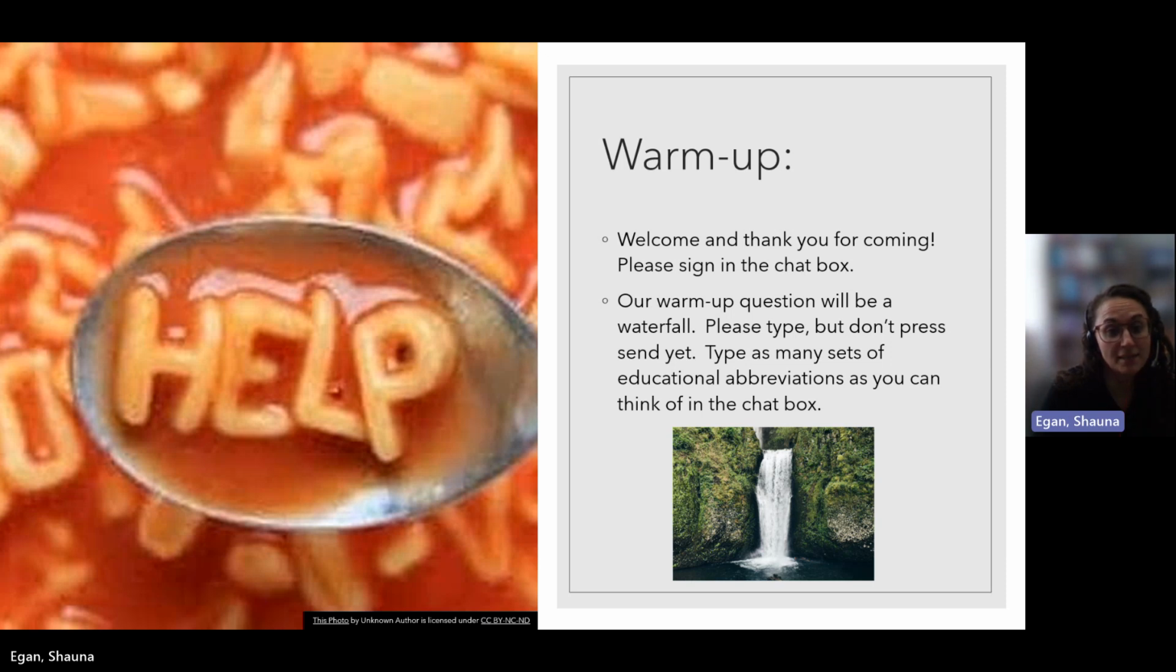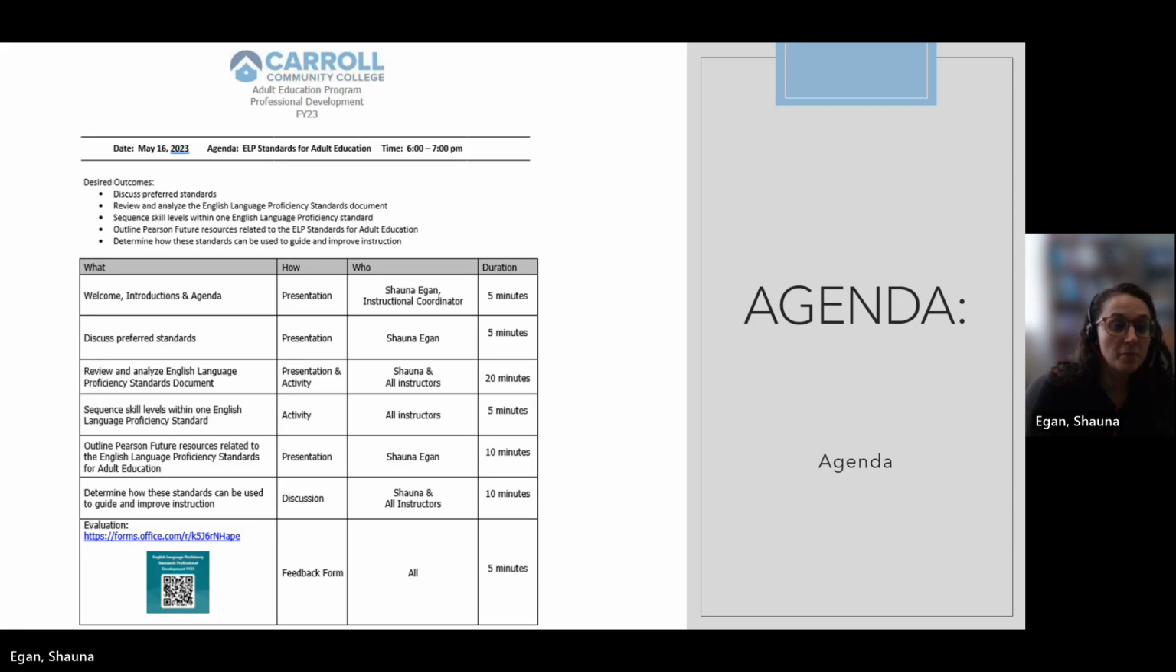Today's training has the intention of demystifying the English language proficiency standards and making it a practical, usable document for everyday instruction. Some of the things that we are going to cover are a basic overview. We are also going to break apart the English language proficiency standards and think about how these are related to the resources that we have within our program and the strategies that we can use for instruction.